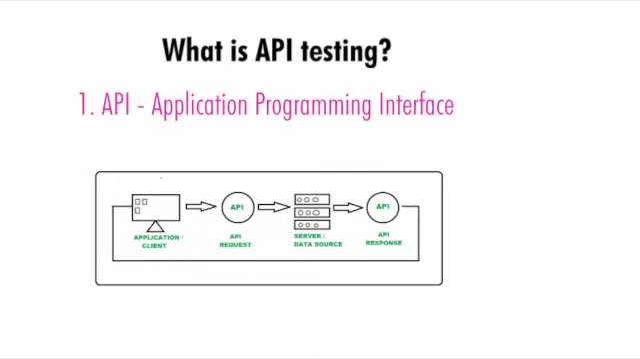API testing is a type of software testing that analyzes an application program interface to verify it fulfills its expected functionality, security, performance, and reliability. The tests are performed either directly on the API or as a part of integration testing.